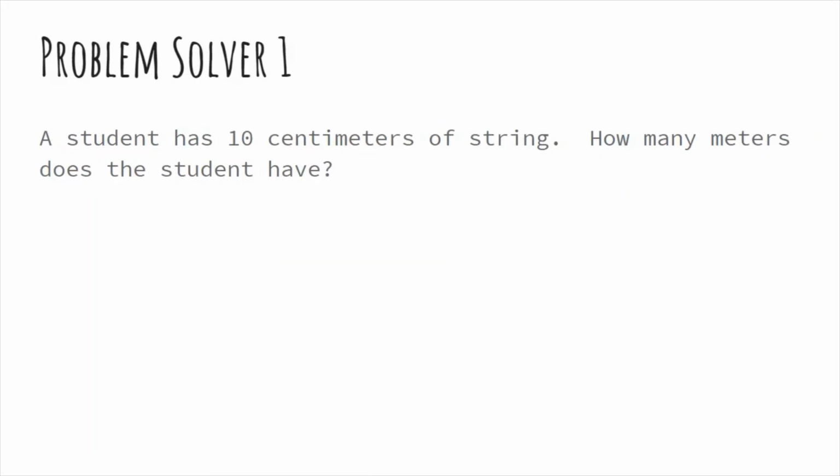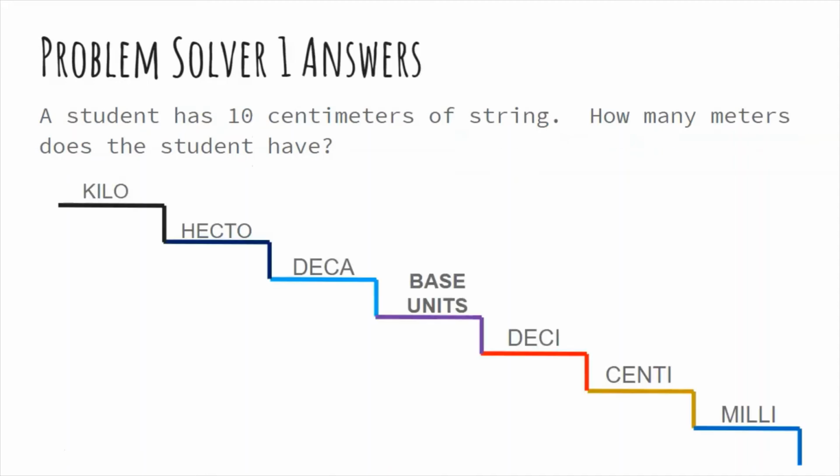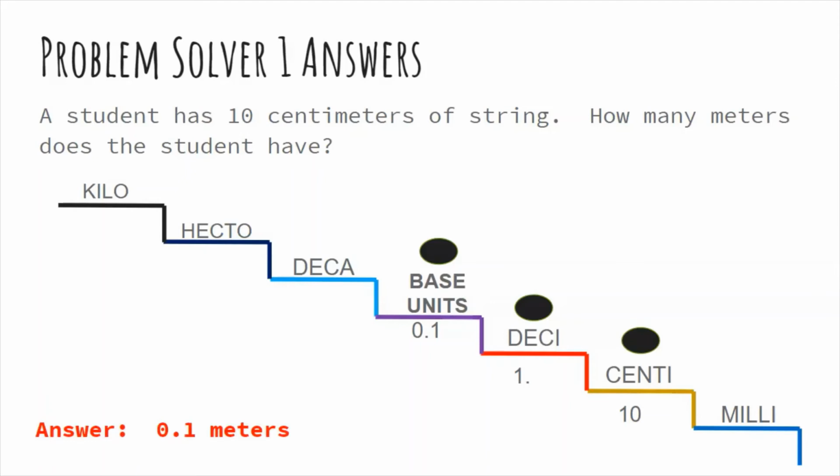Okay, students, now it's your turn to solve. Take a moment and solve this problem. A student has 10 centimeters of string. How many meters of string does a student have? Okay, let's answer it. We started at centimeters, 10 centimeters, and we're going up the staircase, which means we are getting smaller. So we're going up from centi, from 10, to deci, which is 1, to a base unit, which is 0.1. So you ended up with 0.1 meters of string.